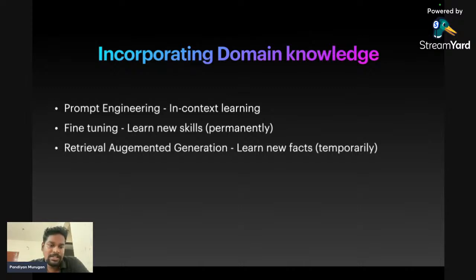The final one is retrieval augmented generation. It could be the temporary thing. Let's say I want my current product release notes to be indexed in this particular model. When we deprecate that particular version, we don't need that information, so we can remove it from the model. So this information can be handled in retrieval augmented generation.